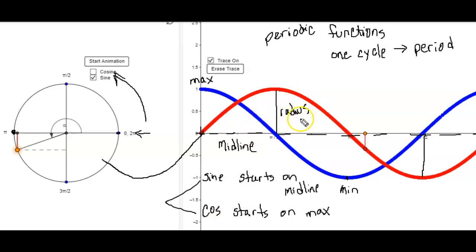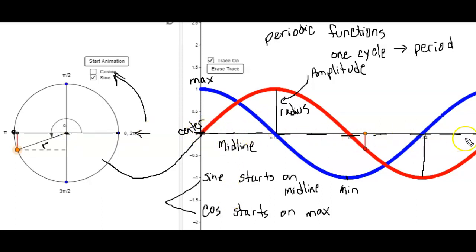Now, we don't call it the radius on the wave. In fact, if you've studied waves in science, you may know that the height of a wave is called the amplitude. So the amplitude is how high above the midline can I go and how low below the midline can I go. And we know that in the circle, that's actually the radius of the circle. The midline is always where the center of the circle is.